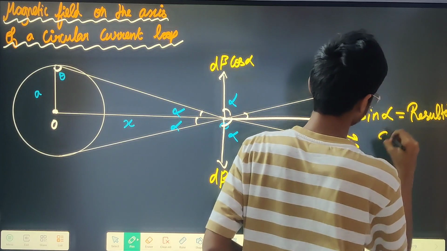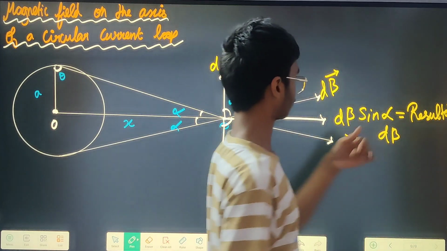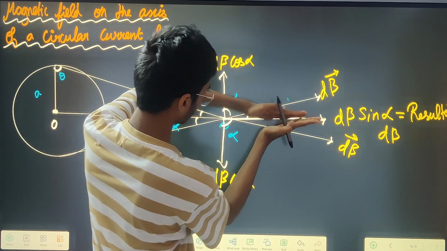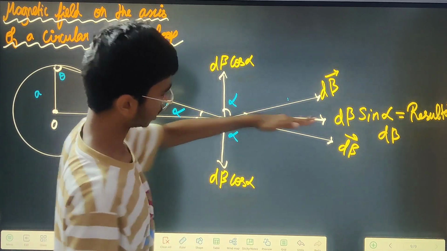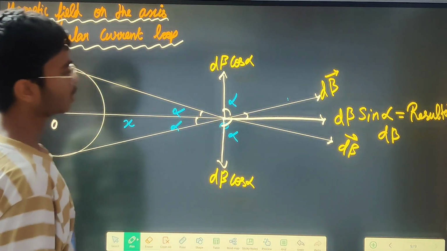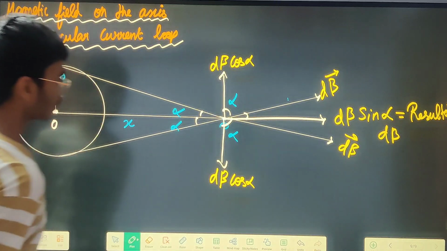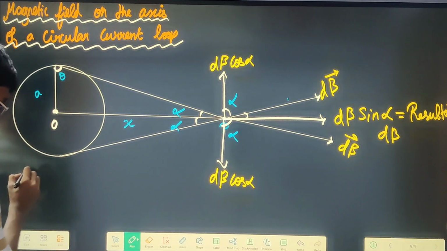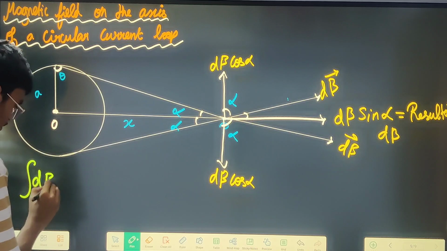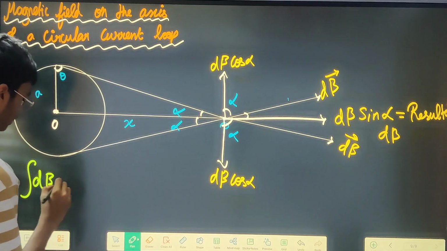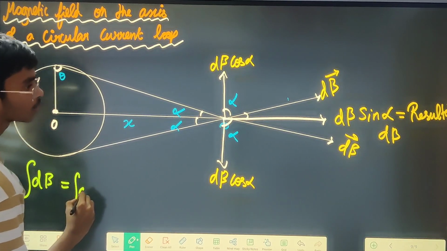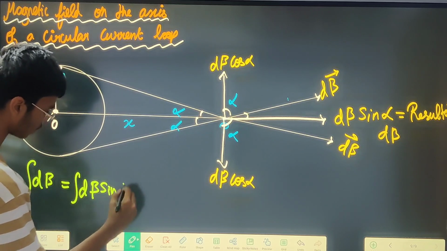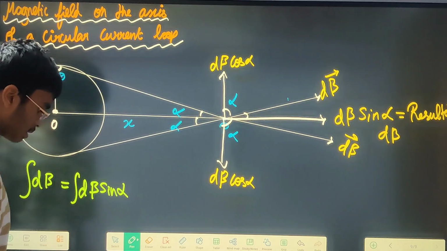When you add them, the resultant is going to be in this direction only, and their resolutions are also going to be in this direction only. So these two are equal. So the total magnetic field at that point is equal to dB sin alpha.